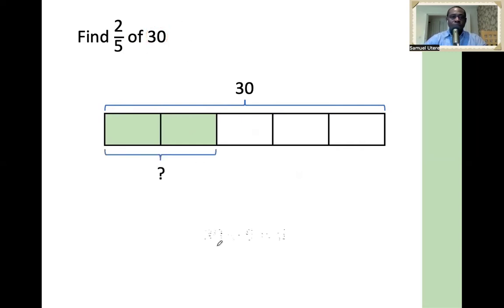So this is how it works. We now know that if we divide 30 by 5, we have 6 in each of those parts. 2/5 means 2 lots of those parts. So to get that, you just do 2 times 6. So in general, anytime you have a fraction, you divide by the denominator and you multiply by the numerator.